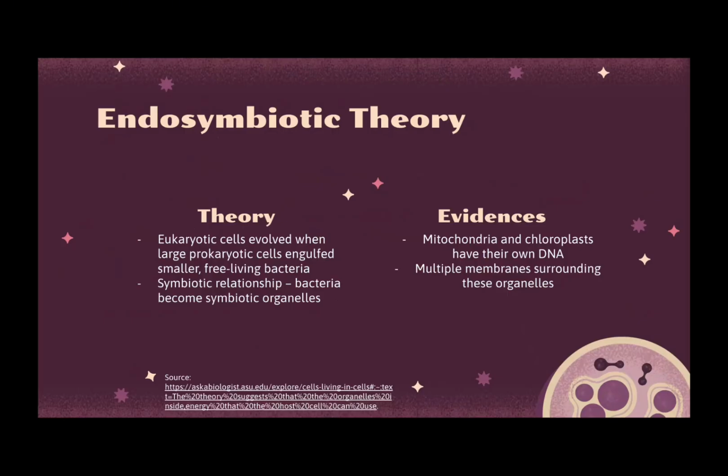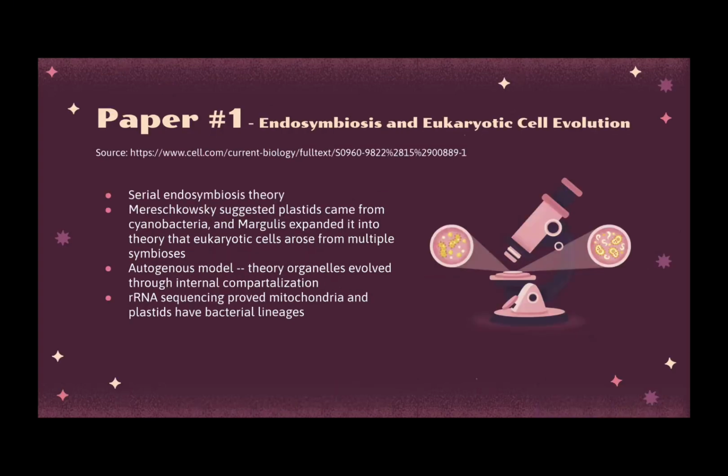So for our background, endosymbiotic theory is a theory that eukaryotic cells evolved when large prokaryotic cells engulfed smaller free-living bacteria that later became organelles through symbiotic relationships. These include mitochondria and chloroplasts, and there is some evidence, such as them having their own DNA, and they also have multiple membranes surrounding these organelles, which suggests that they once were free-living organisms.